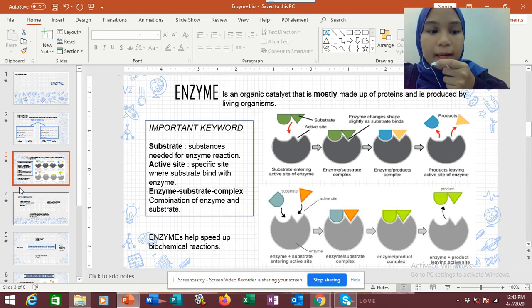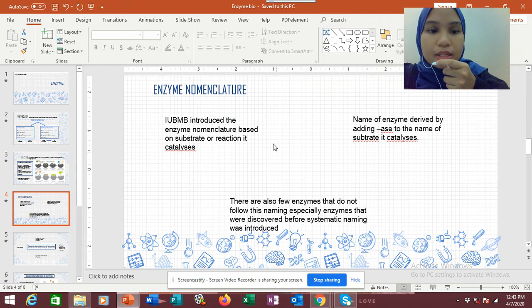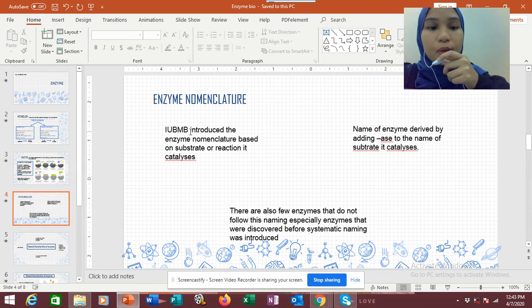An enzyme helps speed up biochemical reaction. So next, the enzyme nomenclature. The IUBMB introduced the enzyme nomenclature based on the substrate or reaction it catalyzed. The name of enzyme is derived by adding -ase to the name of substrate it catalyzed. For example, enzyme protease from protein or lactase from lactose. The lactase is the enzyme and lactose is the substrate that it catalyzes. There are also a few enzymes that do not follow this naming because they were discovered before systematic naming. For example, trypsin and also pepsin.